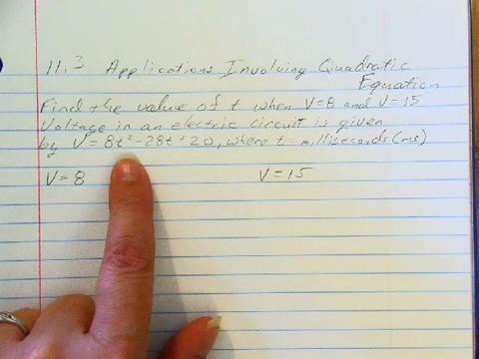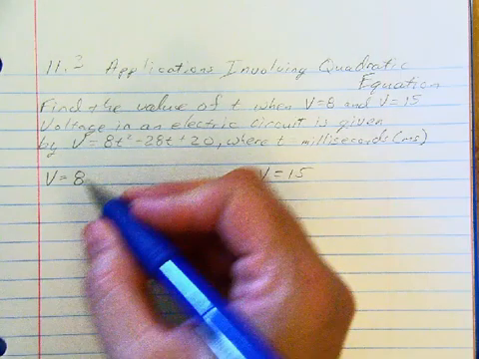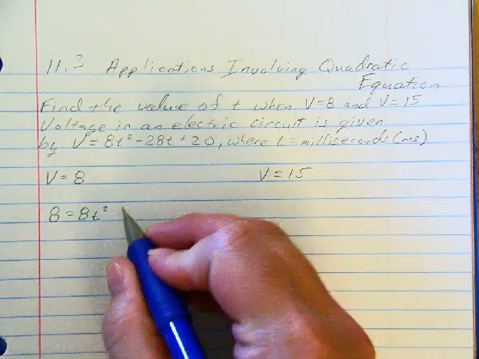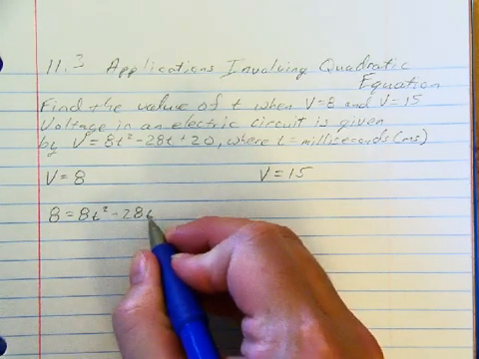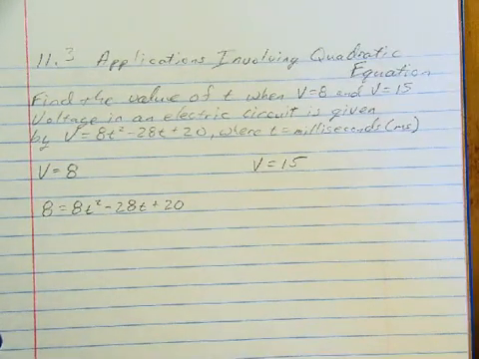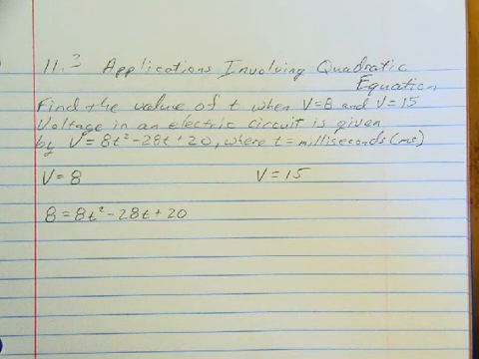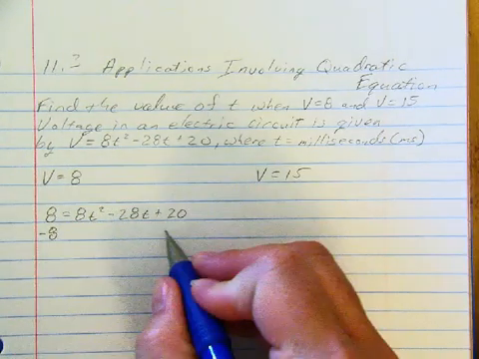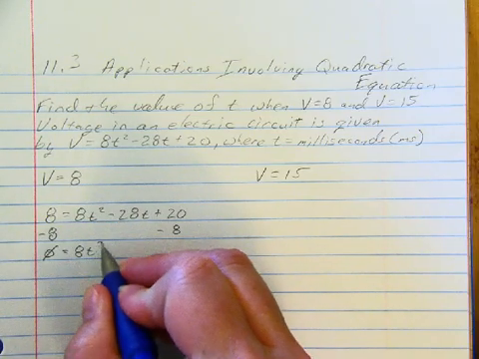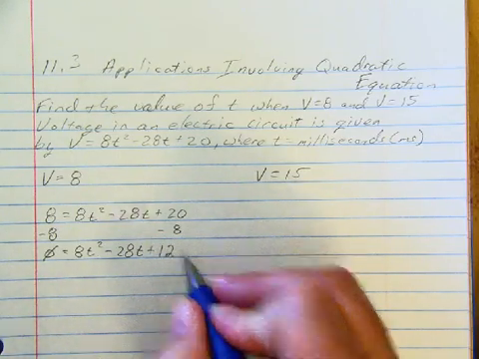So essentially we're going to come up here to this equation and we're going to plug 8 in where we have the v. So we're going to have 8 equals 8t squared minus 28t plus 20. And then from here, we're going to be using our quadratic equation. So we need to have this equal to 0. So we're going to subtract 8 from both sides. So we get 0 equals 8t squared minus 28t plus 12.